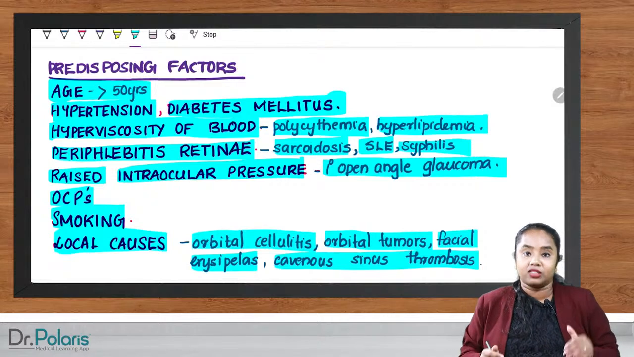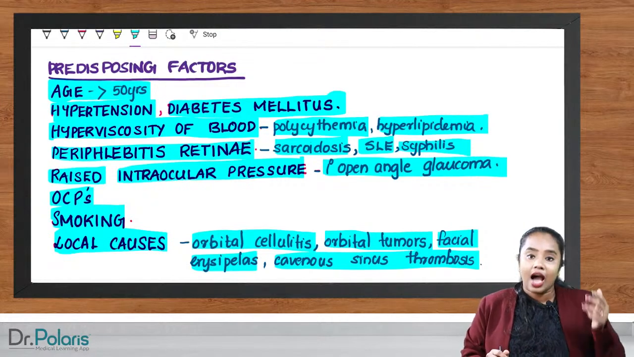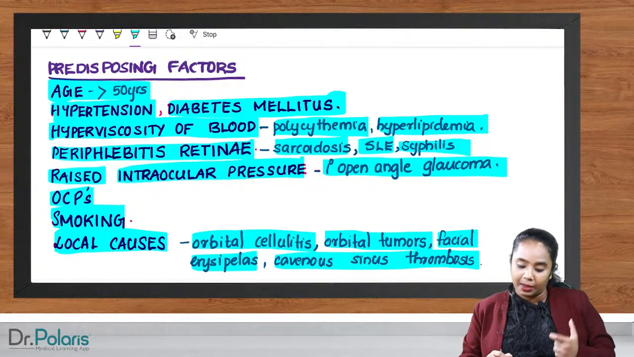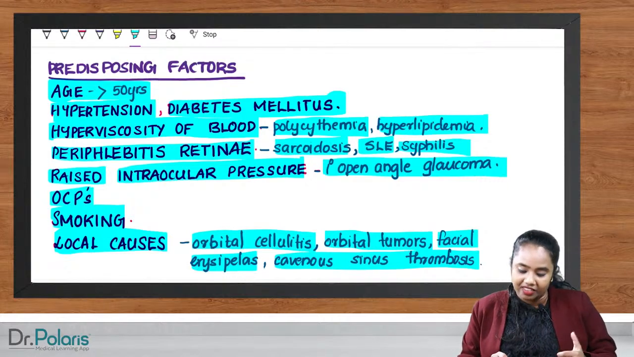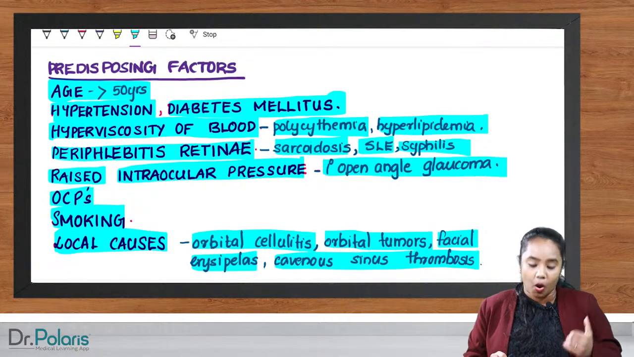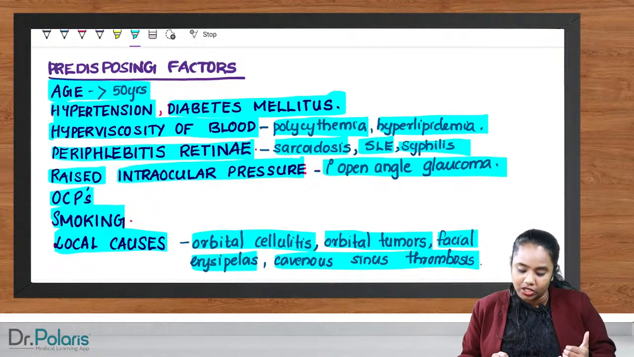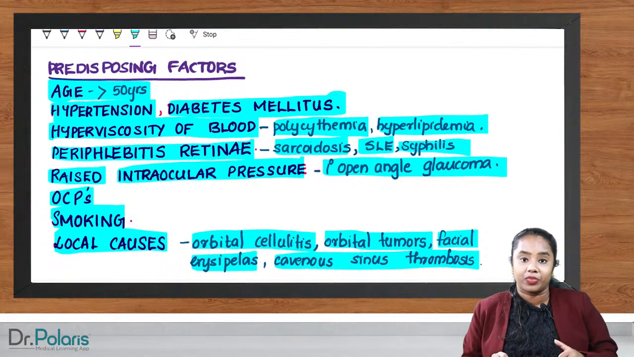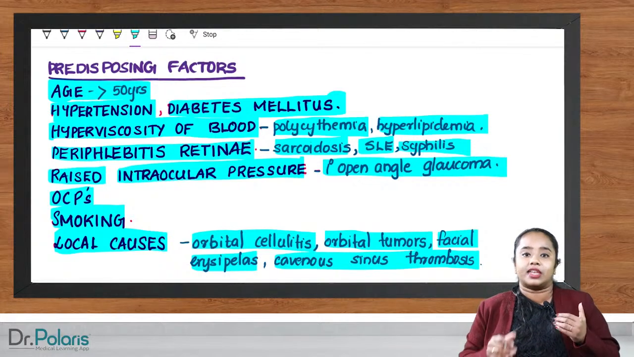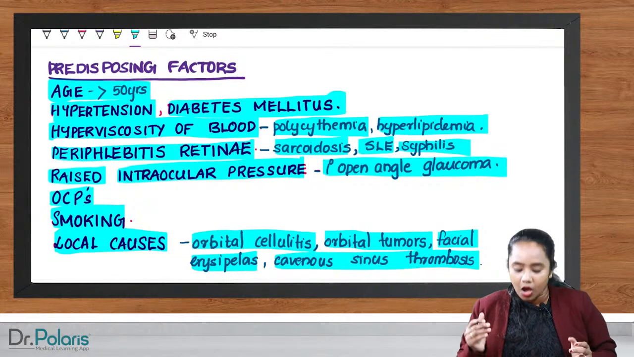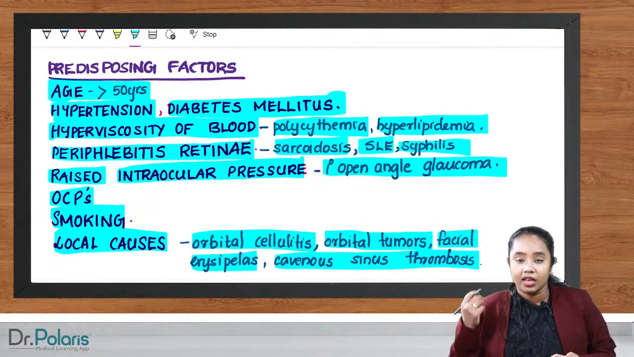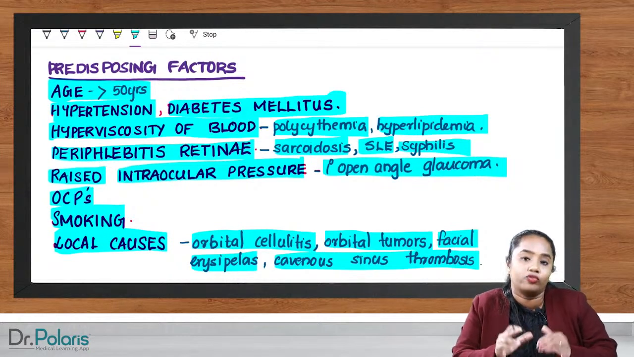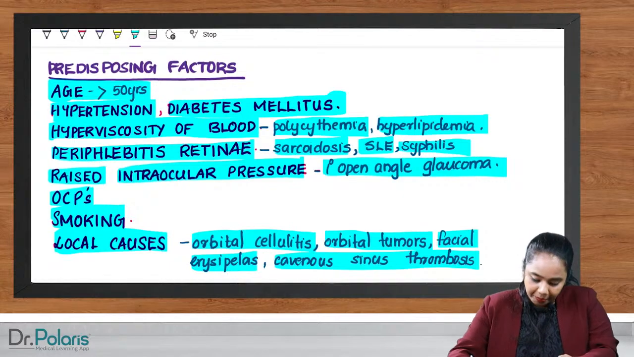So, predisposing factors start from age of more than 50 years, hypertension, diabetes mellitus, hyperviscosity of the blood, basically polycythemia, hyperlipidemia, periphlebitis retinae where sarcoidosis, SLE, syphilis are common causes, raised intraocular pressure, commonly primary open angle glaucoma is the one, and OCPs use, smoking as well as local causes, that is around the eyes like orbital tumors, orbital cellulitis, facial erysipelas, cavernous sinus thrombosis. All these are certain risk factors where the vein can go for occlusion, the central retinal vein.